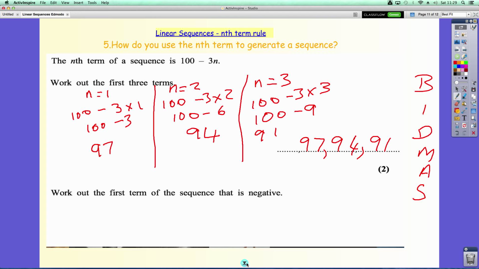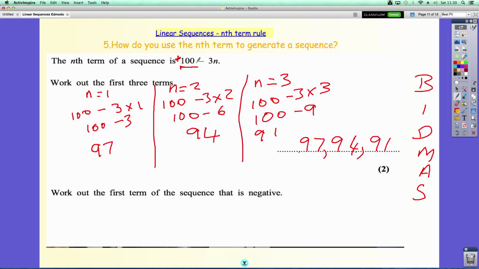Okay, on to the next bit of this question, which is really the difference between what we've seen before. It's work out the first term of the sequence that is negative. So we know that we're subtracting, so at some point after quite a few subtractions, it's going to be negative. To find out where the first one is, we look at the positive portion, which is that positive 100, and we think of how many times I'm going to have to subtract that 3 to get to my negative.